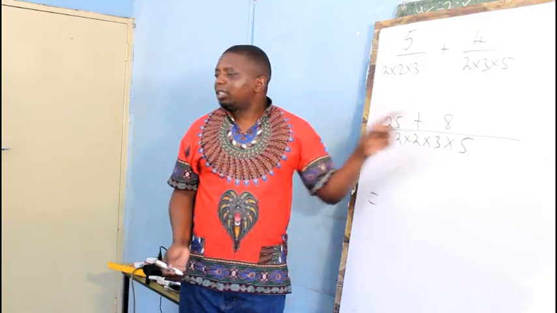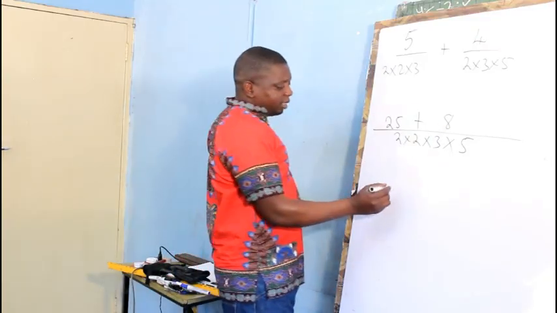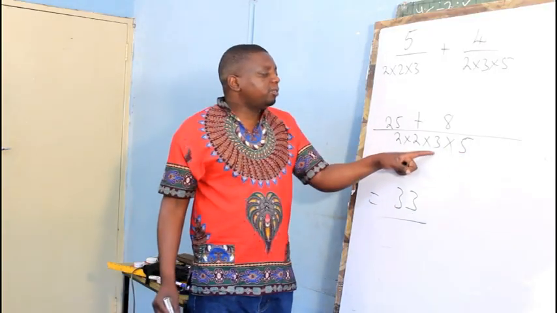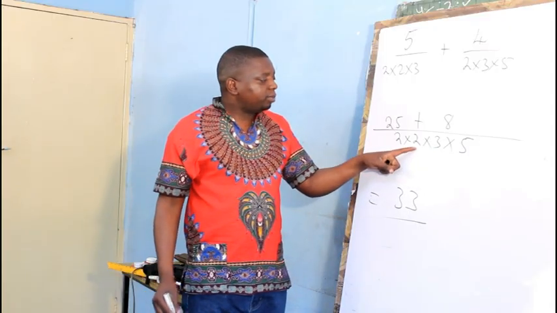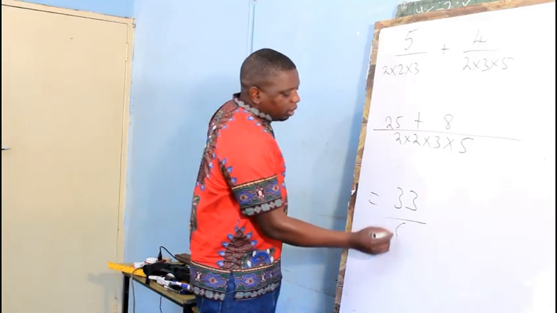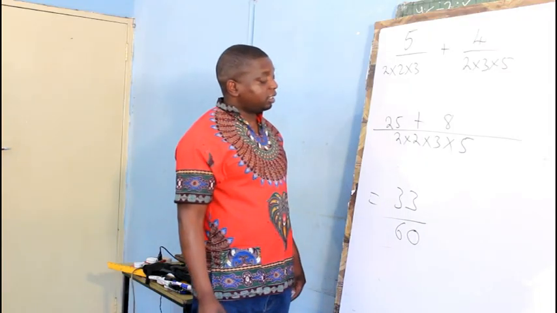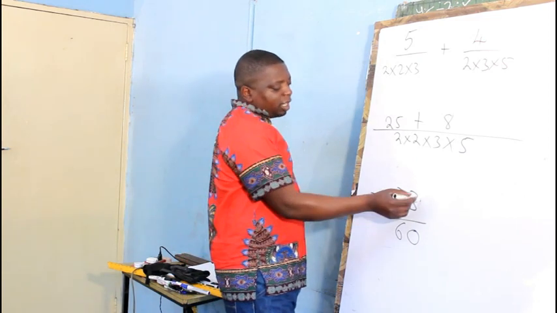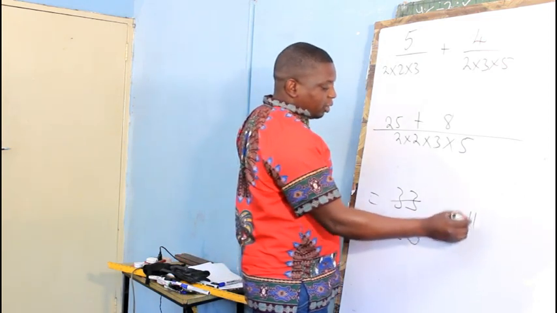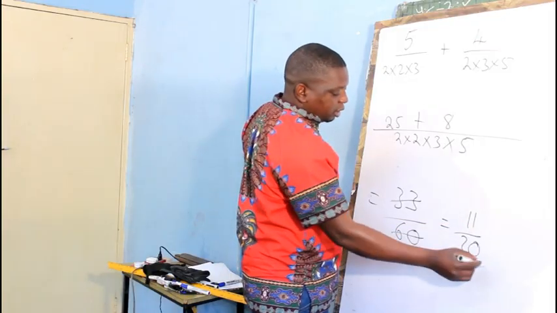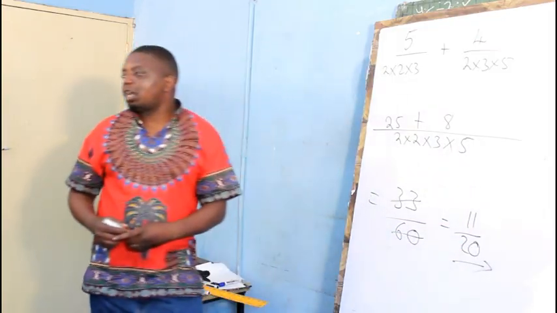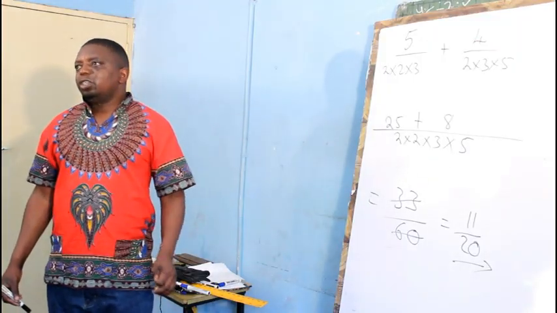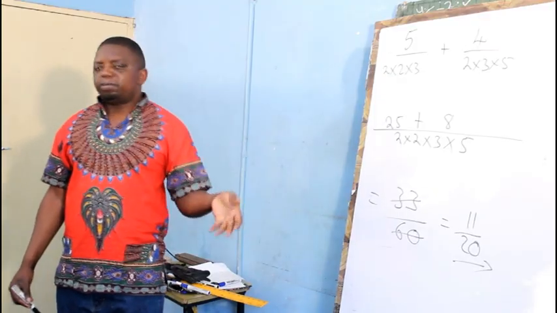25 plus what? 8. What is 25 plus 8? 33 over what is our common denominator? 5 times 3 is 15, times 2 is 30, times 2, so 33 over 60. To reduce it by 3, we get 11 over 20. Where there are common factors you cancel and reduce, because you are simplifying, expressing in its simplest form altogether.